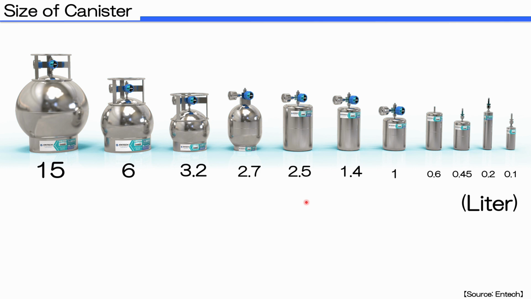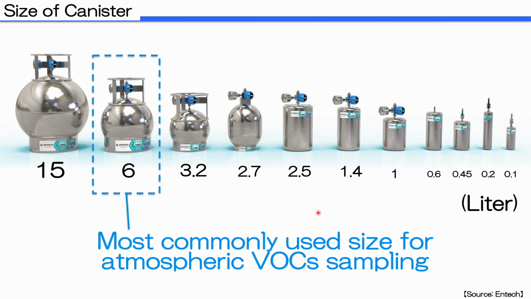As you can see here, there are various sizes of canister. The largest is 15 liters and the smallest is 0.1 liter. You can choose the size depending on the purpose. The most commonly used size for atmospheric VOC sampling is 6 liter.